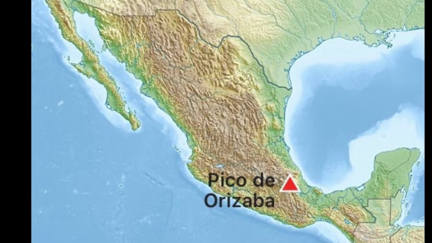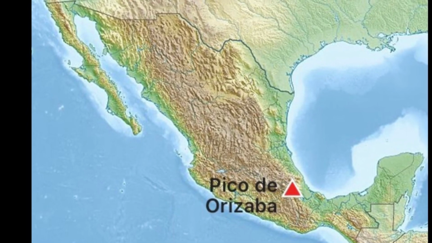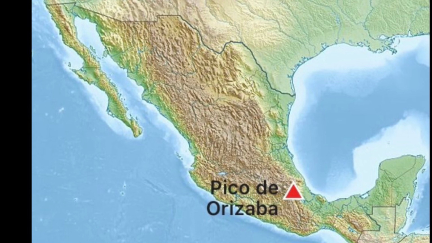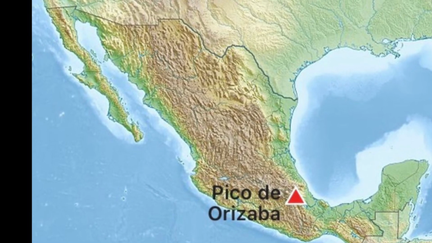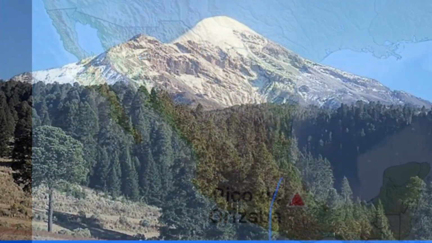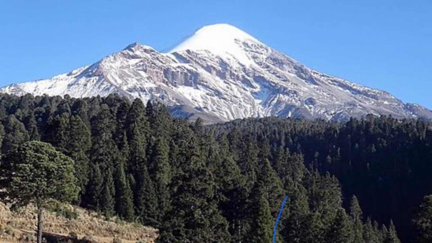Let's look at some of Mexico's magnificent mountains. Here's the highest mountain in all of Mexico. It's called Pico de Orizaba. It is located in the Trans-Mexican Volcanic Belt, also called the Sierra Madre del Sur Mountains, and it could erupt at any time.